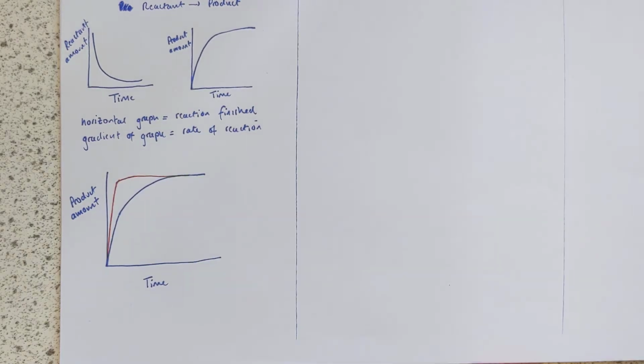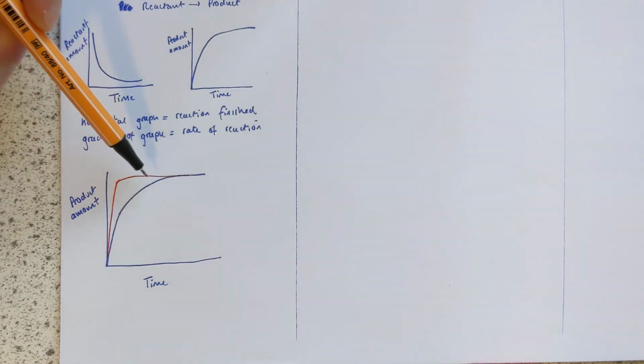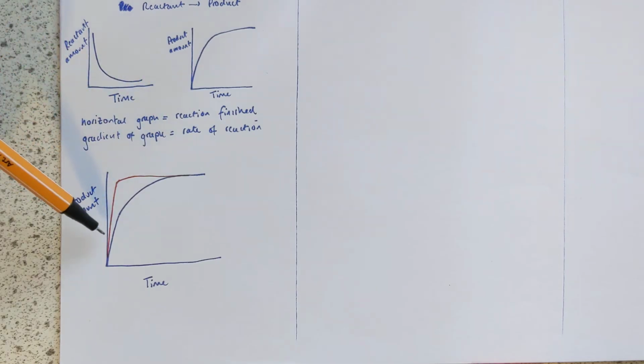Now there's a couple of things to spot about this red line. The first thing is I mentioned that I haven't changed any of the amounts in this second experiment, so I haven't made any additional product. It's still leveling off at the same amount on the y-axis. I've not made any extra product. But clearly what you can see is that I've got to the finishing point much sooner.